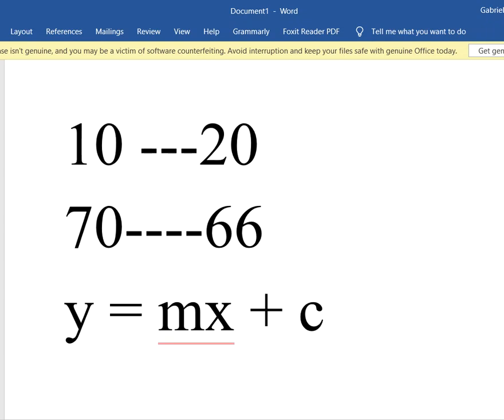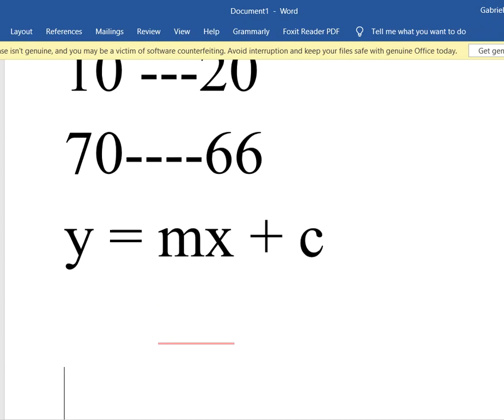So in this equation, the x values are the 10 producing 20 and 70 producing 66. The x values are the 10 and 70. The corresponding y values are 20 and 66 respectively. And doing that, we're going to have two equations.